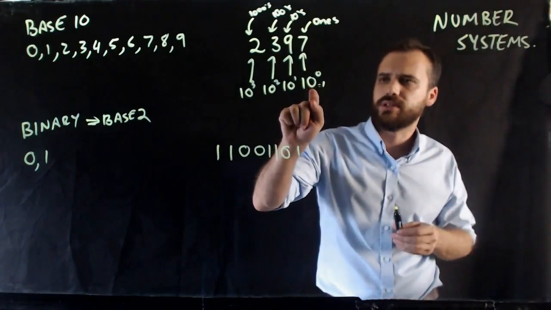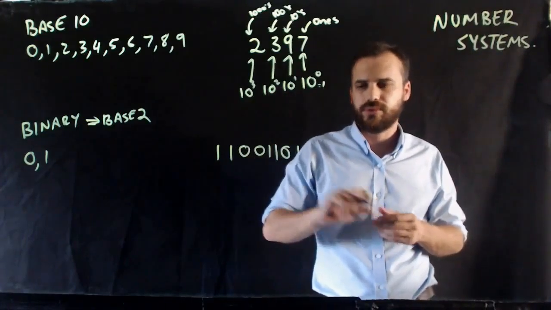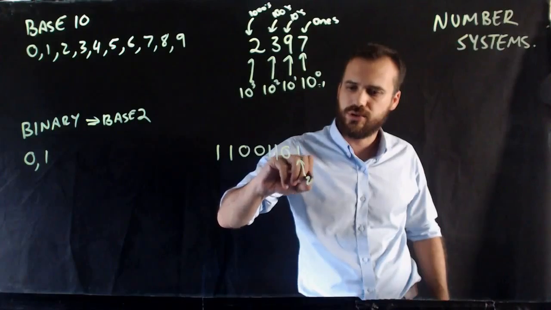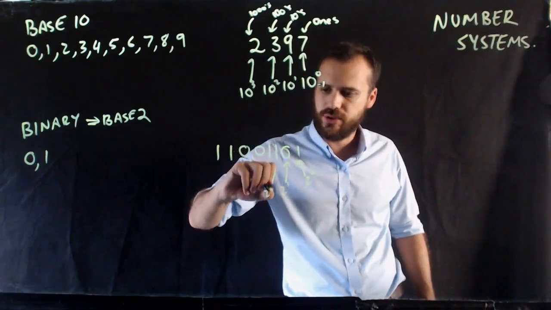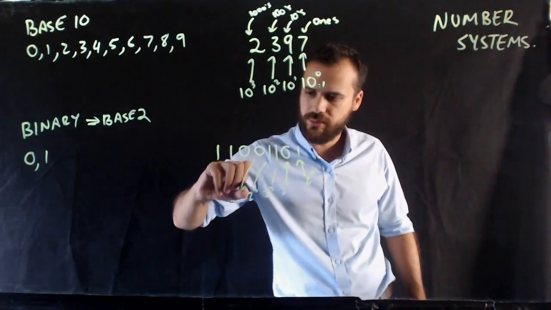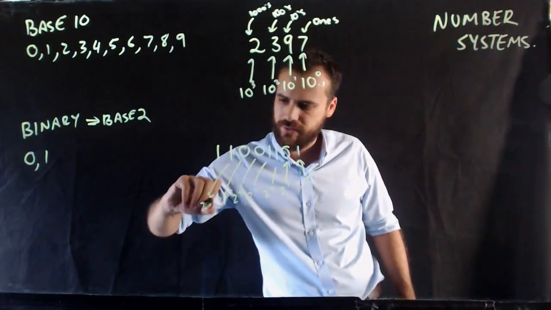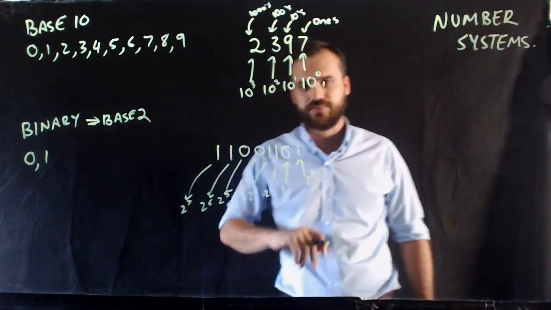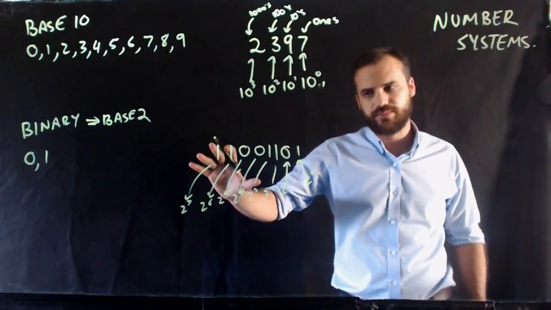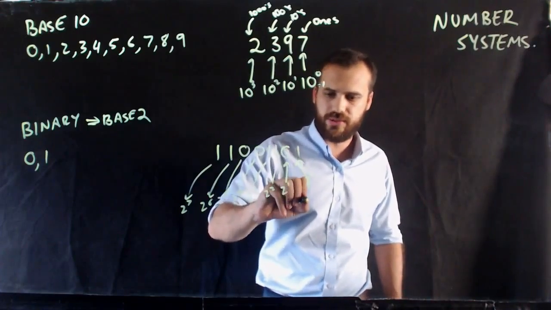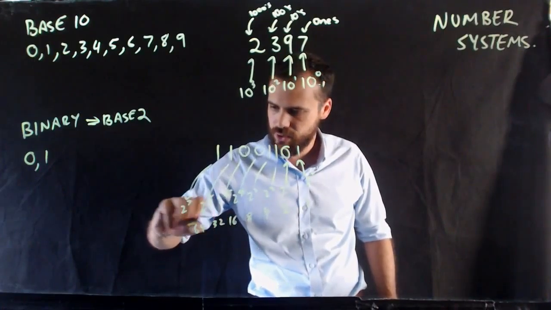Now we're not dealing with ones columns and tens columns and hundreds columns and thousands columns anymore. This is the 2 to the power of 0 column. This is the 2 to the power of 1 column, the 2 to the power of 2 column, the 2 to the power of 3 column, 2 to the power of 4, 2 to the power of 5, 2 to the power of 6, 2 to the power of 7. So each of these columns is the 2 to the power of something column. Now, 2 to the power of 0 is 1, this is 2, this is 4, this is 8, this is 16, 32, 64, 128.